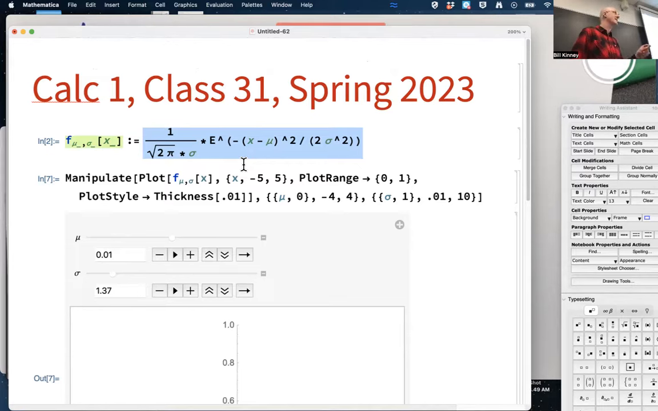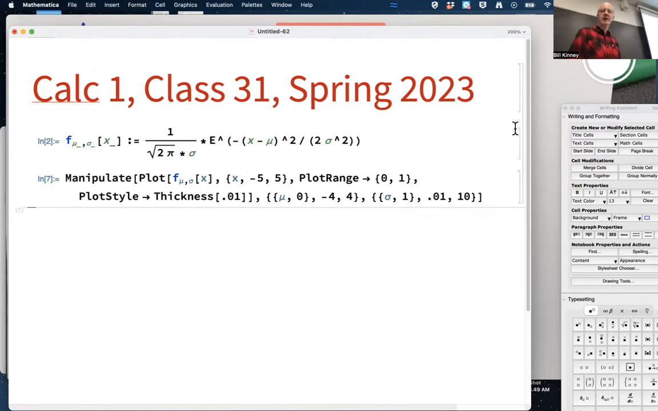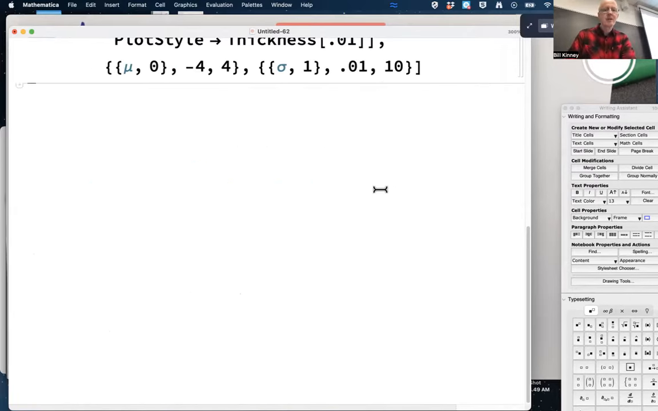But to verify that you get an area of 1, no matter what mu and sigma are, is actually pretty complicated. You actually need multivariable calculus and something called polar coordinates. We will not go into that. If you take multivariable calculus, maybe that will be a topic for you. But what we can do is think about what we can do in single variable calculus. We can take the derivatives. Let's have Mathematica do it.